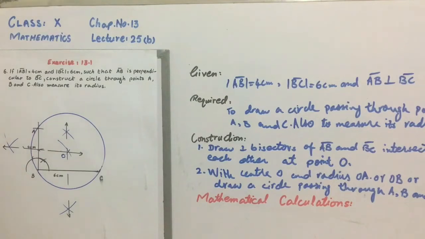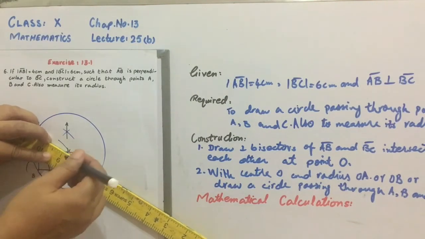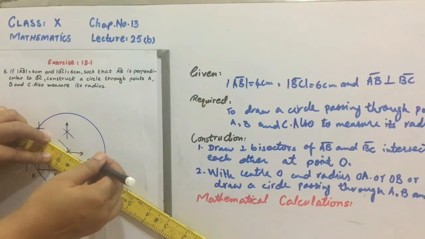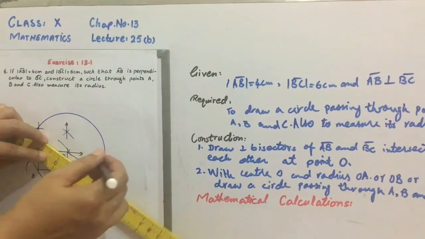Now we have to measure its radius. For this purpose, we will join O to C. You may join it to B or A as you like. I am joining O to C.